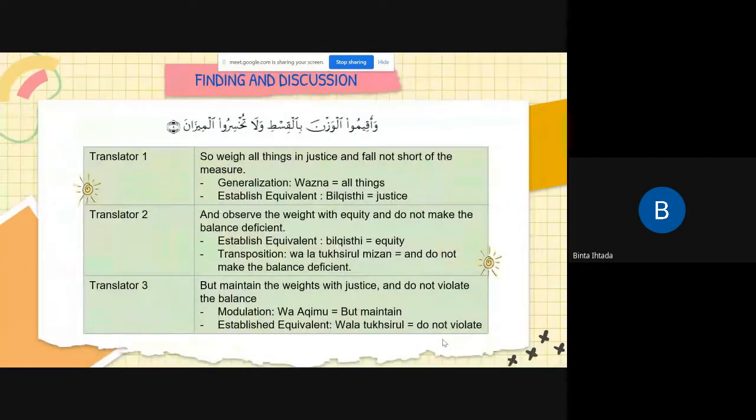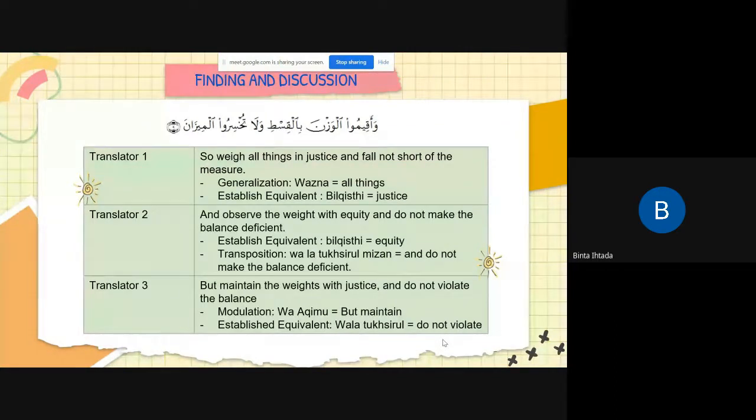So next is the ninth verse of Ar-Rahman, wa aqimul wazna bil qisti wa la tukhsirul mizan. The first translator means by it: so weigh all things in justice and fall not short of the measure. Generalization means wazna by all things, and established equivalent is bil qisti by justice. The second translation means: and observe the weight with equity and do not make the balance deficient.